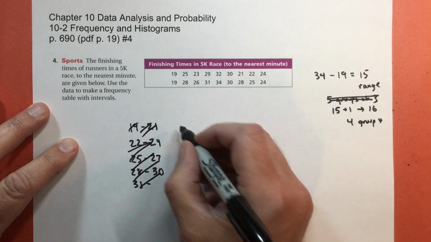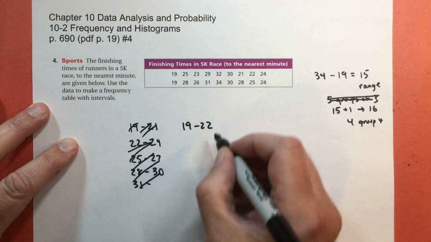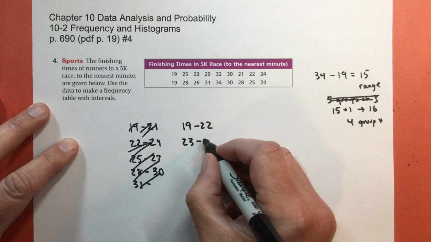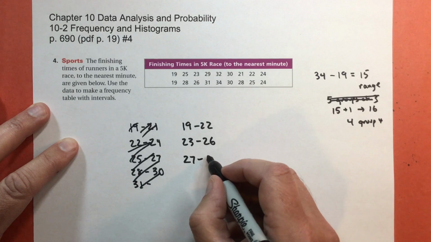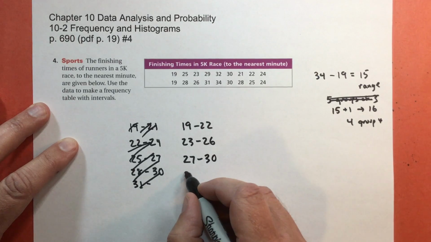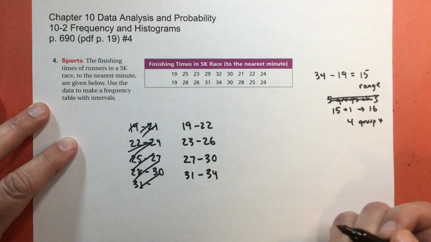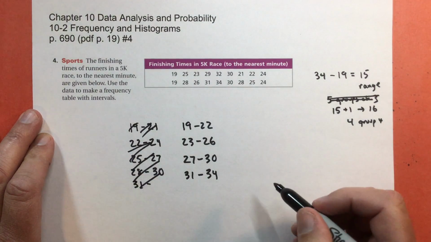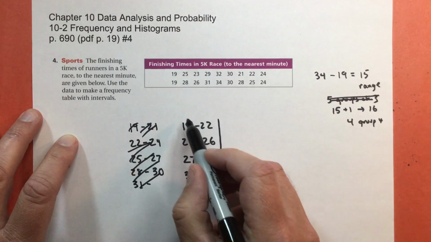That's okay. So we'll do 19, 20, 21, 22, 23, 24, 25, 26, 27, 28, 29, 30, 31, 32, 33, 34. I forgot to include the number that I was subtracting. Got to include that 19 in there. So now I'm going to do my tally marks.